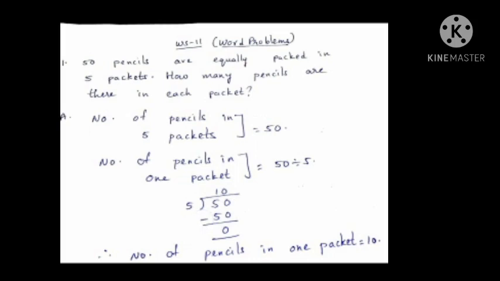Next step, we have to subtract. 50 minus 50, how much will we get, children? 0. Therefore, number of pencils in 1 packet is equal to how many pencils? We'll write the coefficient as the answer. What is the coefficient here? 10. So the answer is 10. How many pencils are there in 1 packet, children? 10.